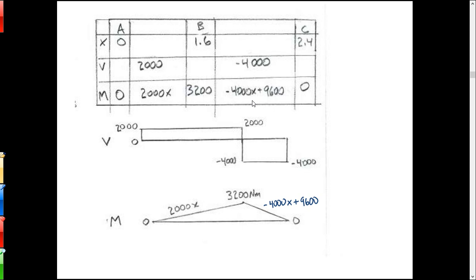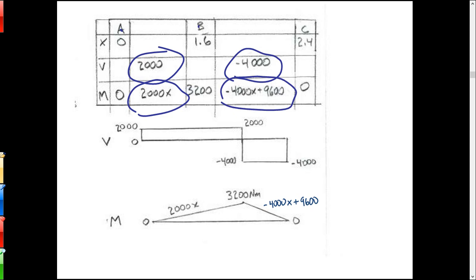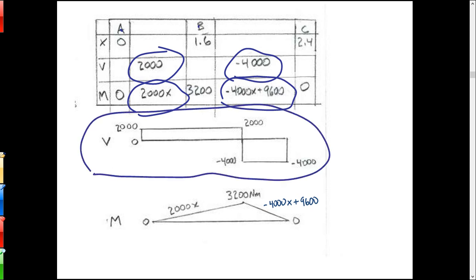So what I've got here is a table that has the value of shear and moment in the different locations. From A to B, shear is 2000, M is 2000x, M is moment there. And then from B to C, shear is negative 4000, and the moment is negative 4000x plus 9600. So given that information, I can draw up a shear diagram. It's just 2000 from A to B, and then negative 4000 from B to C. So it's just two blocks, basically.